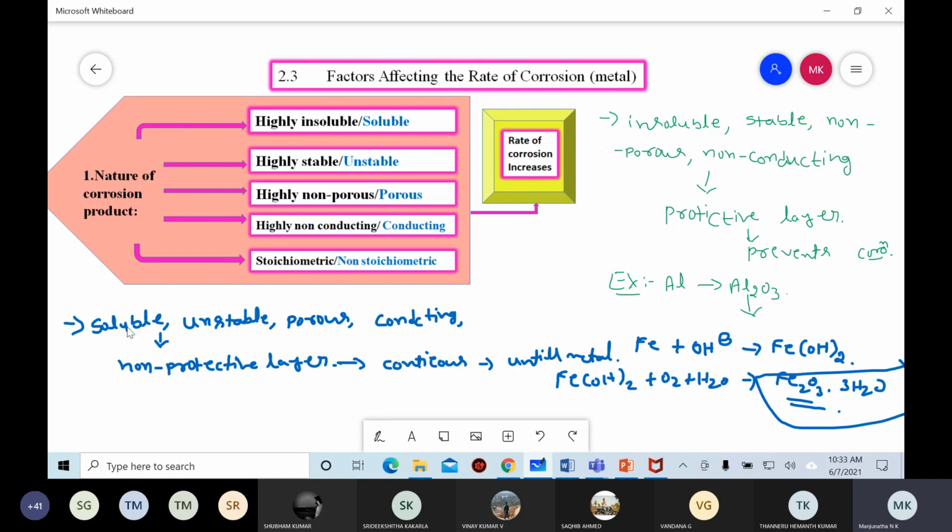If the corrosion product is soluble, unstable, porous, conducting, volatile in nature, it acts as a non-protective film and continues the corrosion until the metal is destroyed. For example, metals like iron, magnesium, zinc, etc. Take iron as an example. Initially, an iron hydroxide layer is formed. It is unstable in nature. Therefore, it undergoes further reaction with moisture and oxygen. Formation of hydrated ferric oxide takes place. This hydrated ferric oxide indicates the complete loss of iron metal.